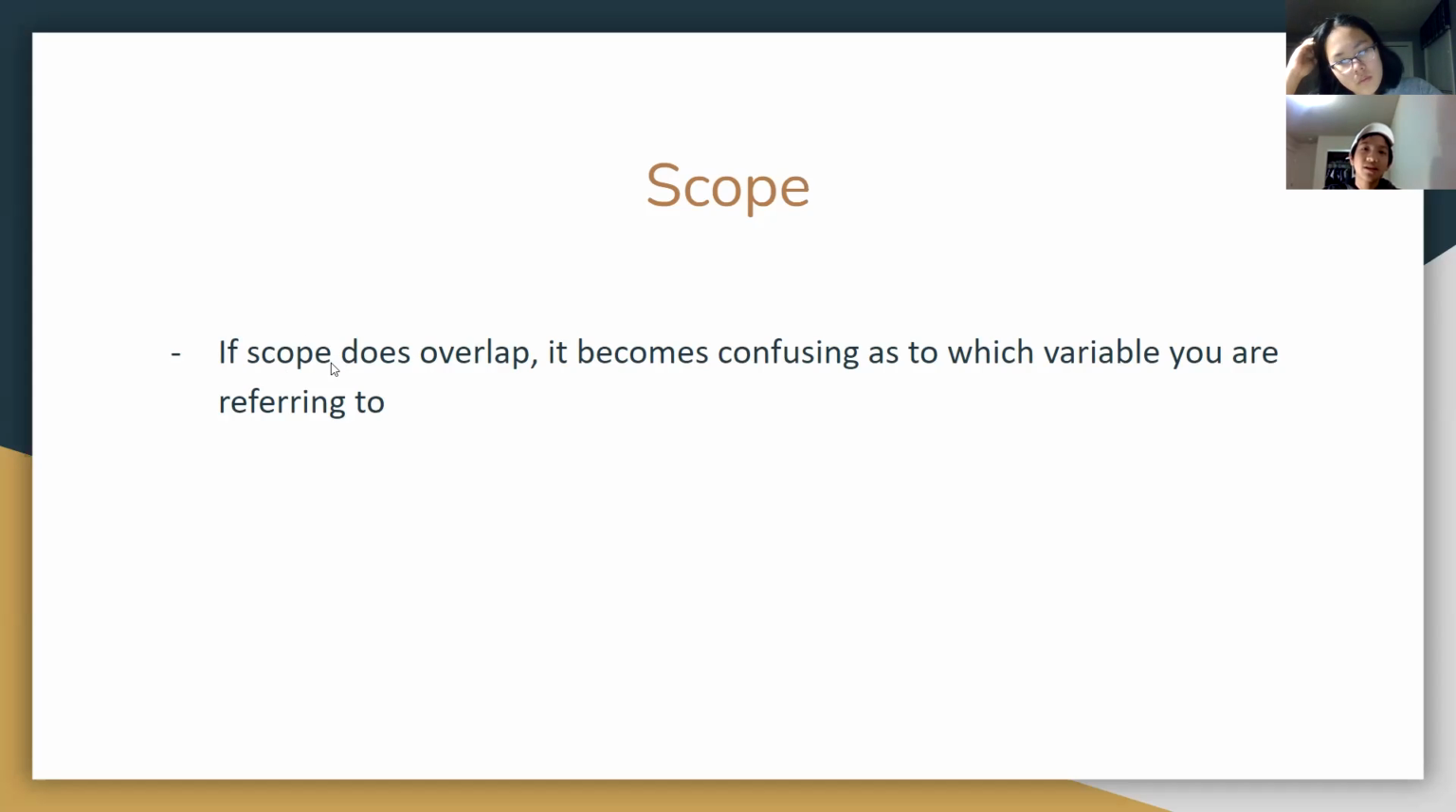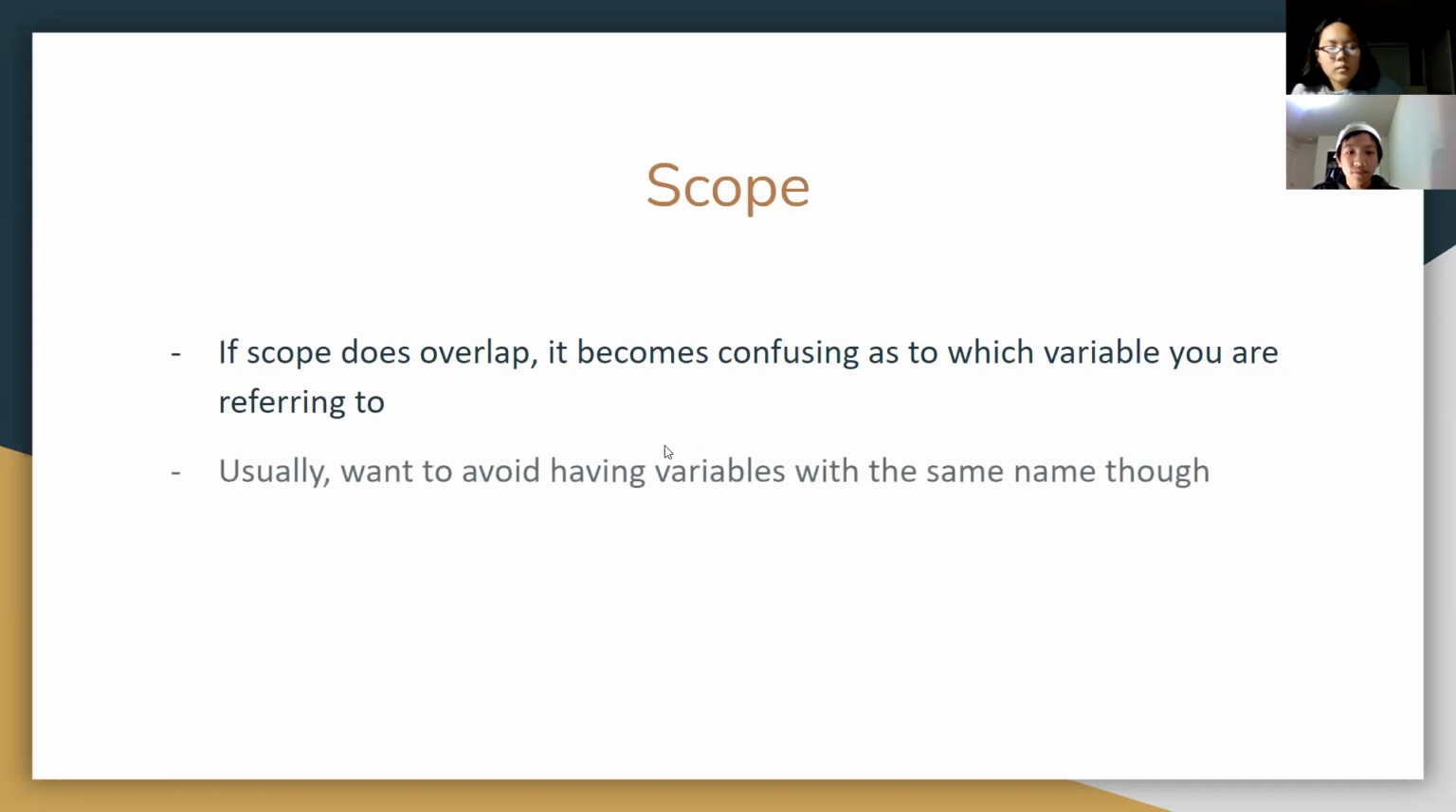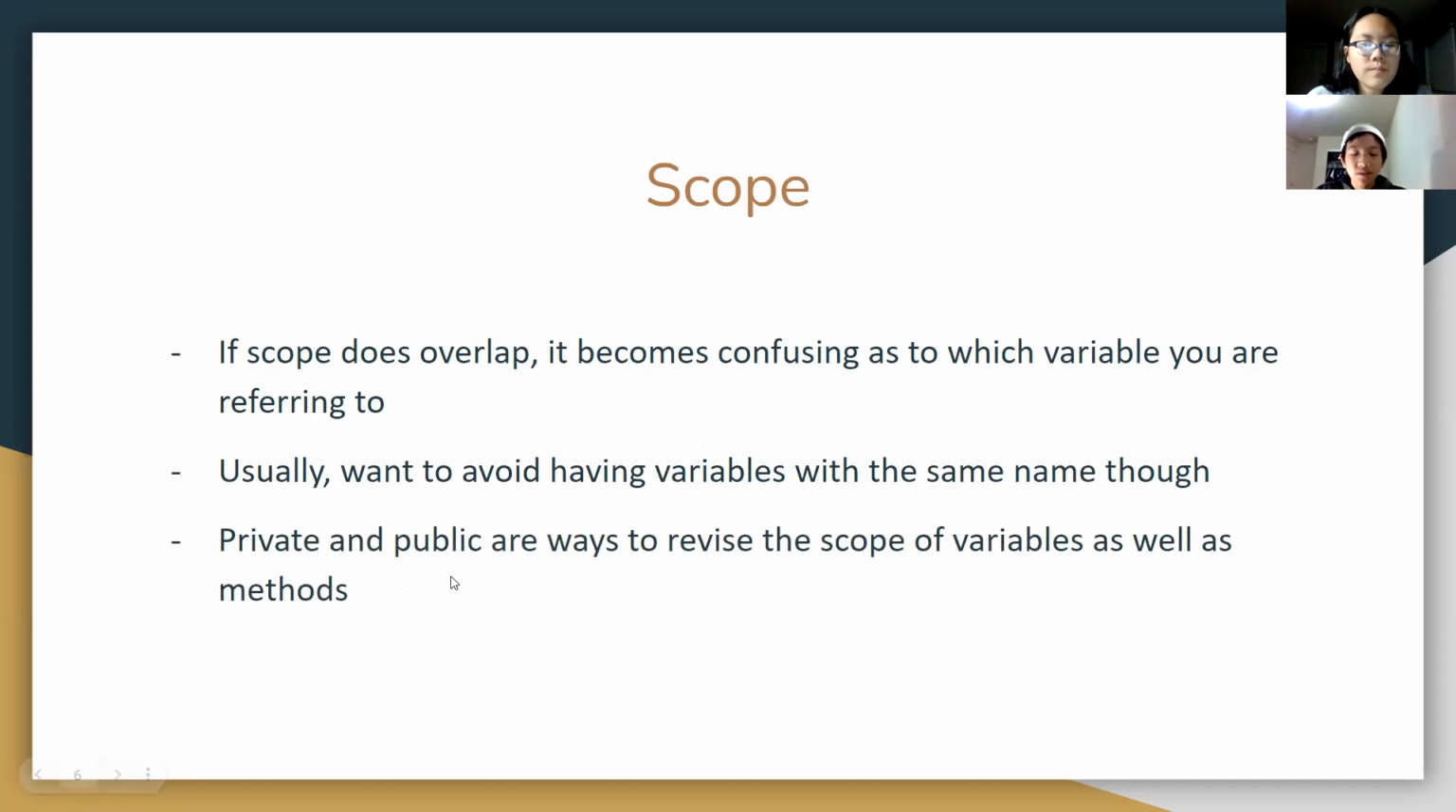So if the scope does overlap, though, it becomes confusing as to which variable you are referring to, right? If you have two variables called A and you want to say print A out, then Joe doesn't know if you're using this A or the other A. And even though in the previous example I showed how you can actually have variables with the same name, it's best practice to try and avoid that, because it might confuse someone who's reading your code, or might even confuse yourself, maybe. And private and public are ways to revise the scope of variables as well as the scope of methods.